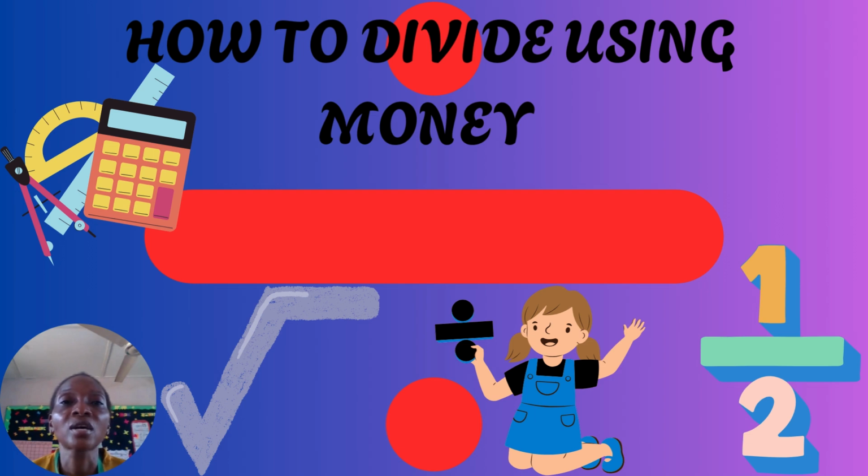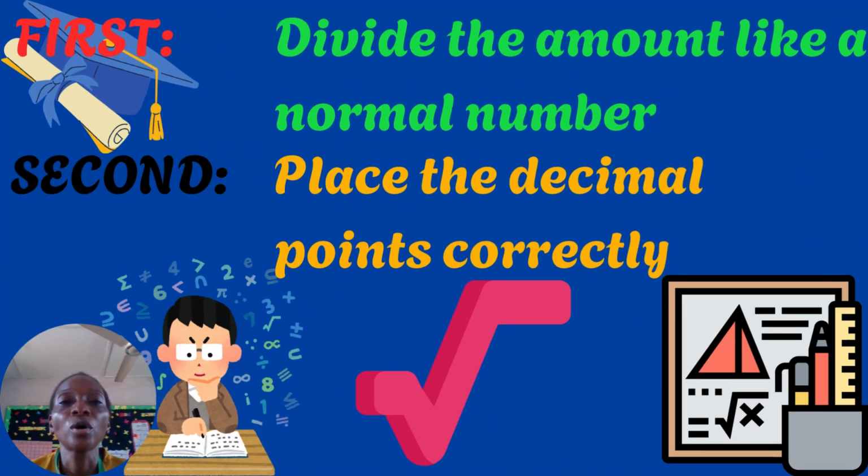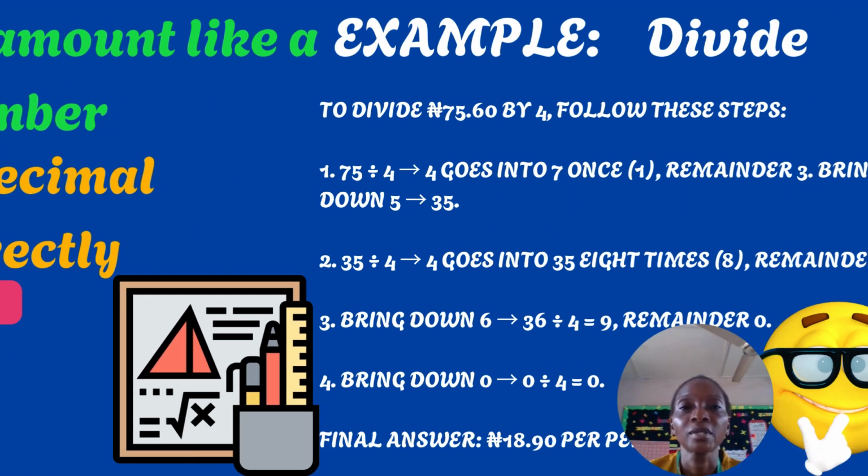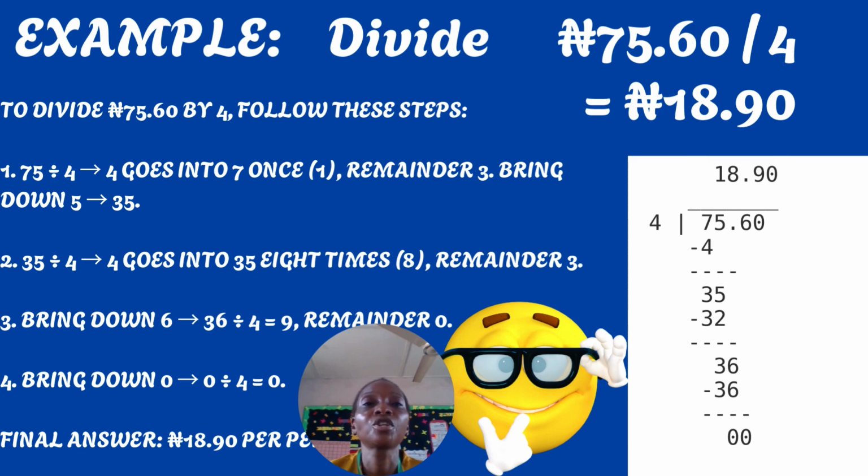Now, lastly, let's talk about how we divide using money. Division that involves money. When you want to do division that involves money, first divide the amounts like a normal number, the same way you do your division. And when you are done, secondly, place the decimal points correctly at the points where they should be, and you have your final answer. Now, an example on division, let's say 75 naira 60 kobo divided by 4.